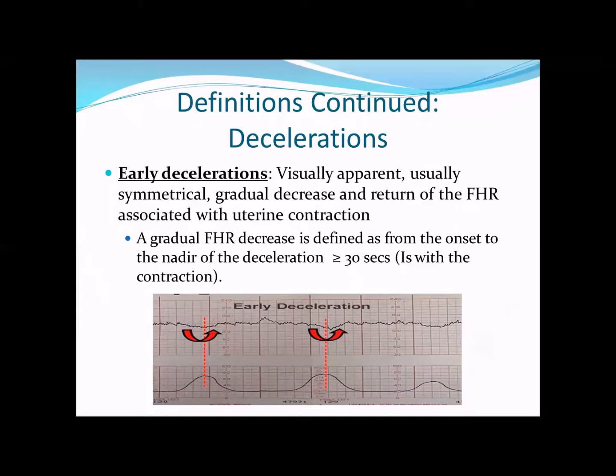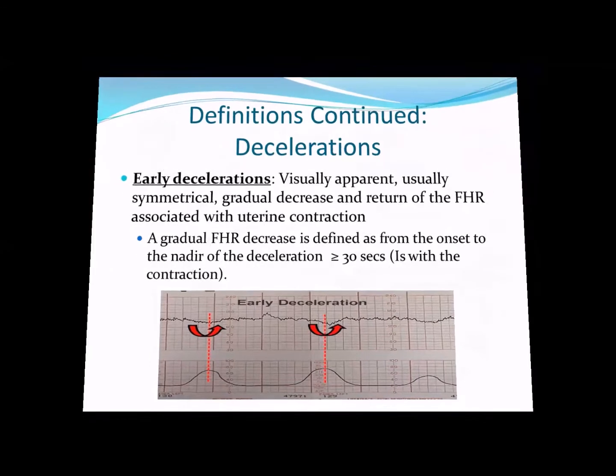You're going to see more and more caput. You're going to see more and more molding because everything wants to fit, but the baby's head is just too big. So that's kind of what that stands for. Early is normal in active labor, but you're also going to just watch the baby a little bit closer.